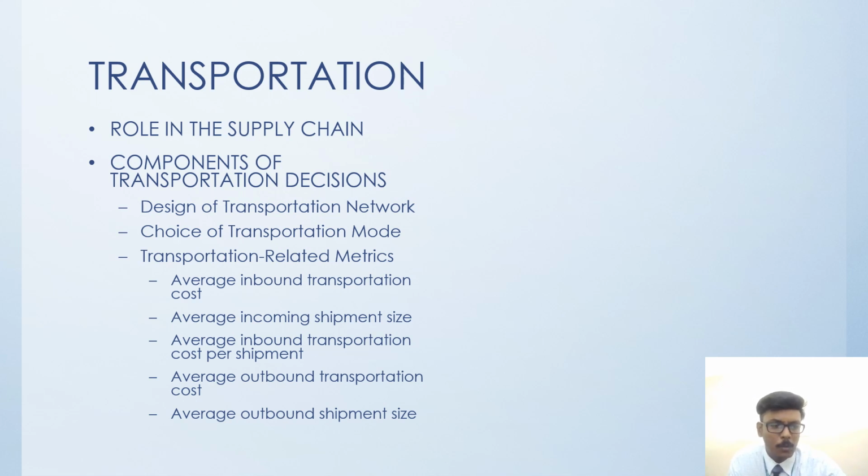Then average outbound transportation cost. It is the cost of sending product out of a facility to the customer. Ideally, this cost should be measured per unit shipped, but it is often measured as a percentage of sales. Average outbound shipment size measures the average number of units or dollars on each outbound shipment at the facility.